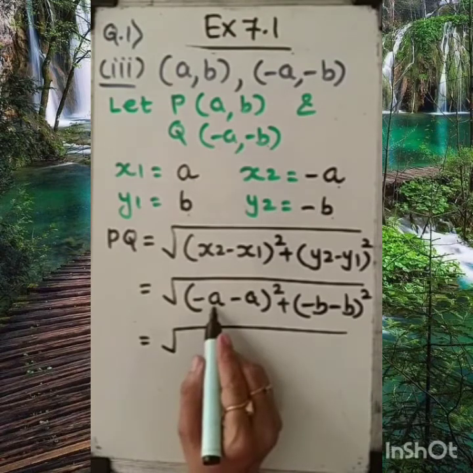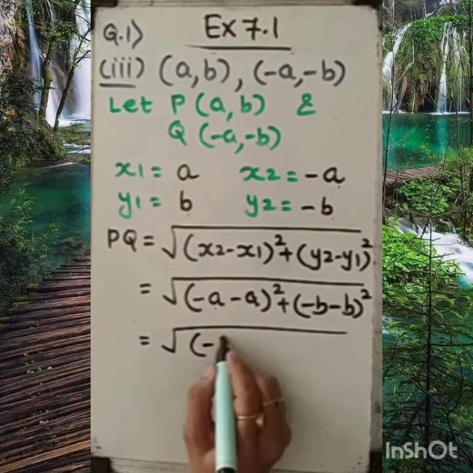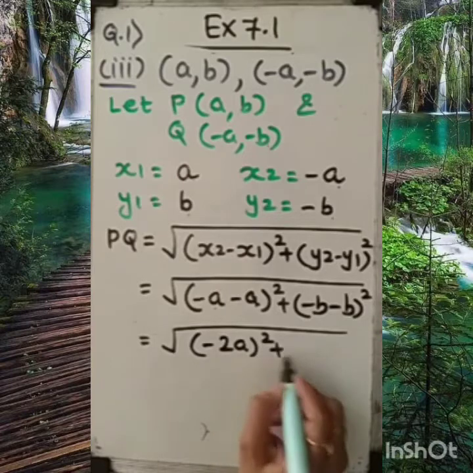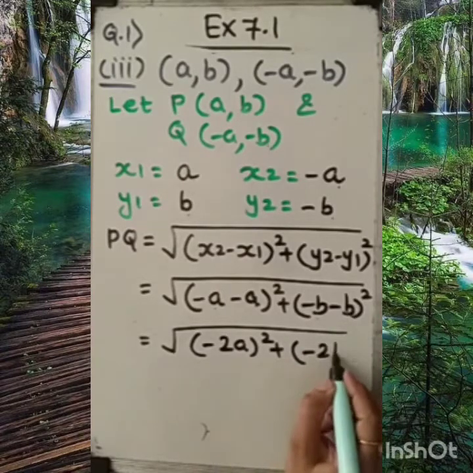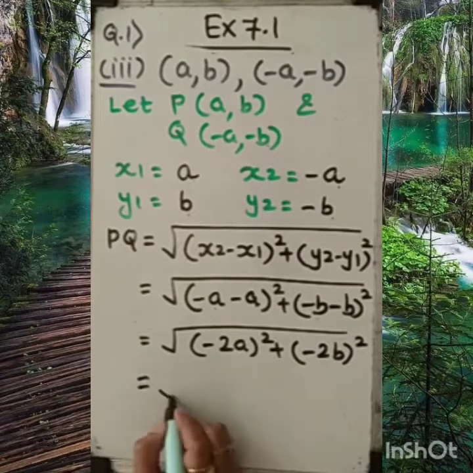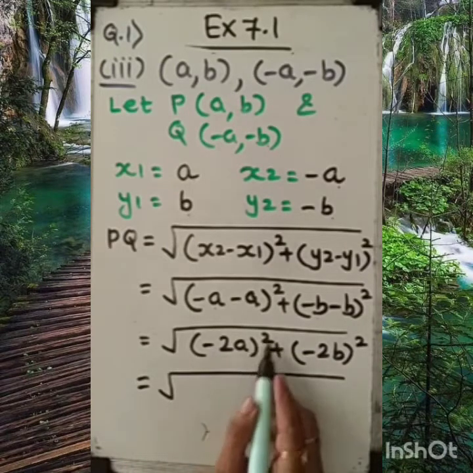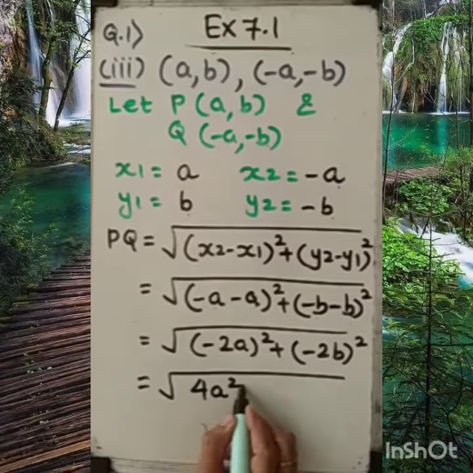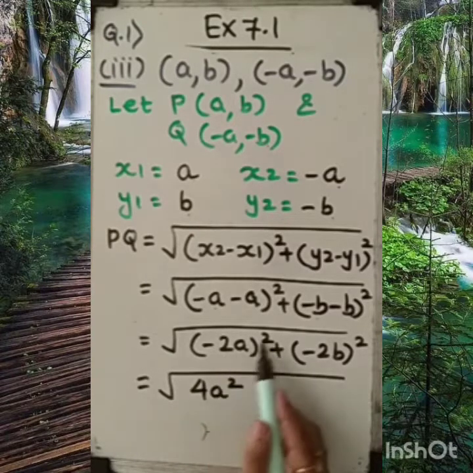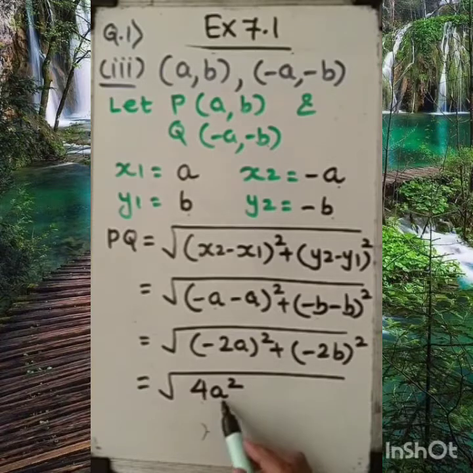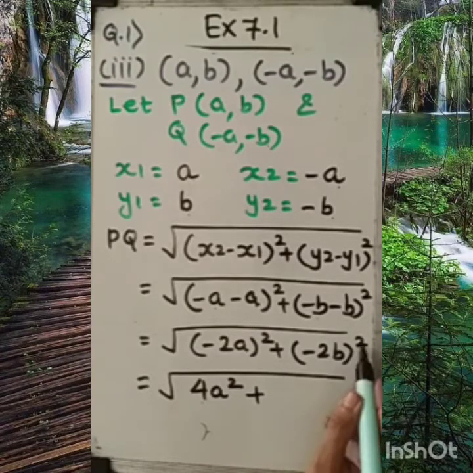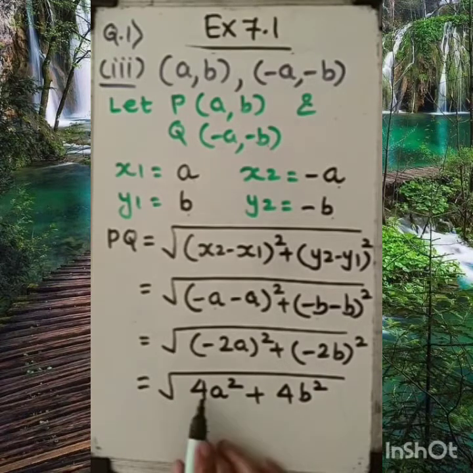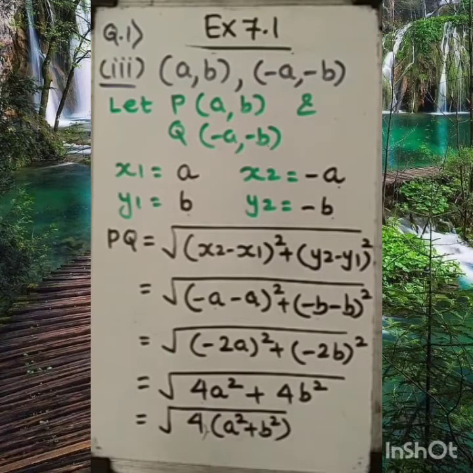Now you know dear student, −a − a is −2a and −b − b is −2b. So under the root, (−2a) whole square is 4a square. All of you know very well, because 2 square is 4, a square is here a square. Same way here, 4b square. Got it? Now you can see 4 I can take out common from both of these terms. So 4 common, a square plus b square will be left inside.